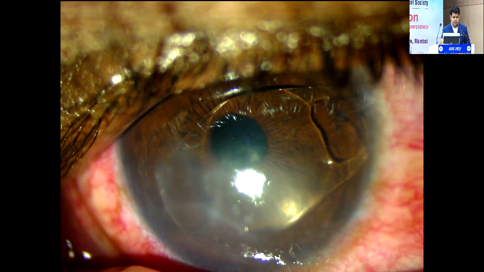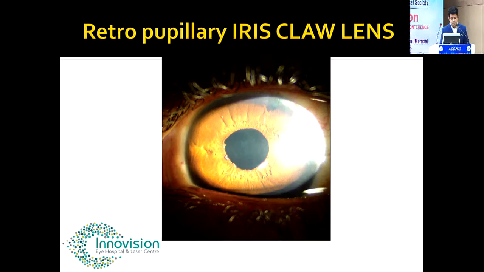And this is another patient where, post-trauma of the anteriorly placed iris claw, it got de-enclavated and started causing a little bit of decompensation. Whereas in the case of a retropupillary iris claw lens, as you can see, the results are much better.